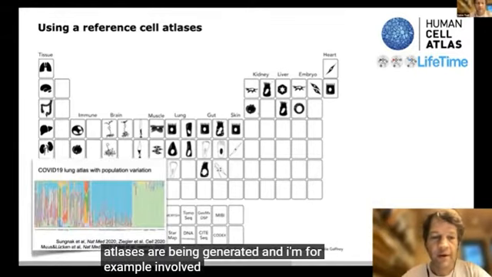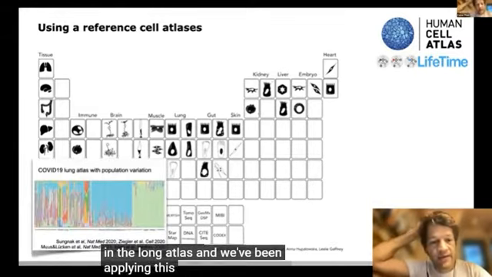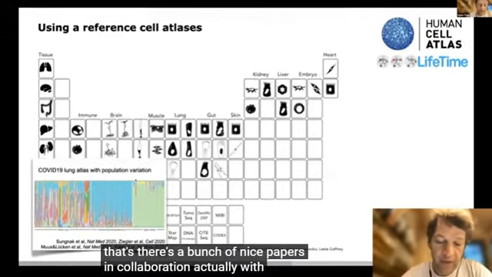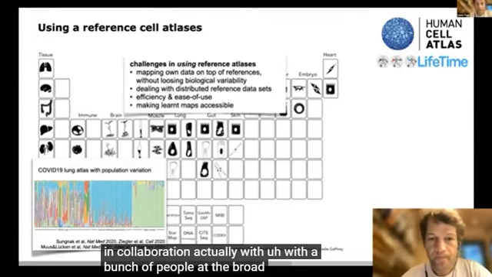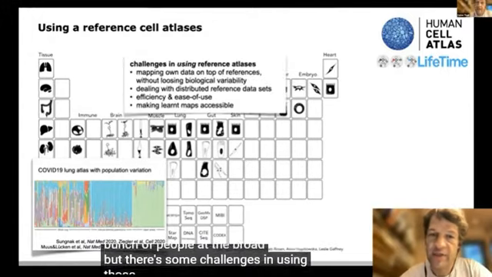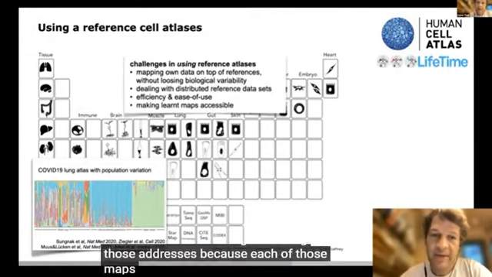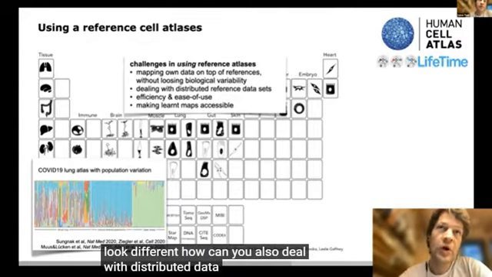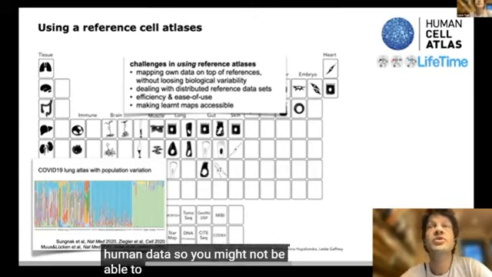And I'm, for example, involved in the lung atlas, and we've been applying this also to COVID and so on. So there's a bunch of nice papers in collaboration actually with a bunch of people at the Broad. But there are some challenges in using those atlases, because each of those maps looks different. How can you also deal with distributed data? All of this is human data, so you might not be able to share this robustly.